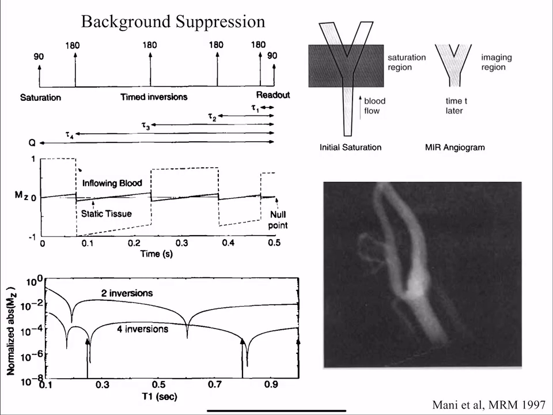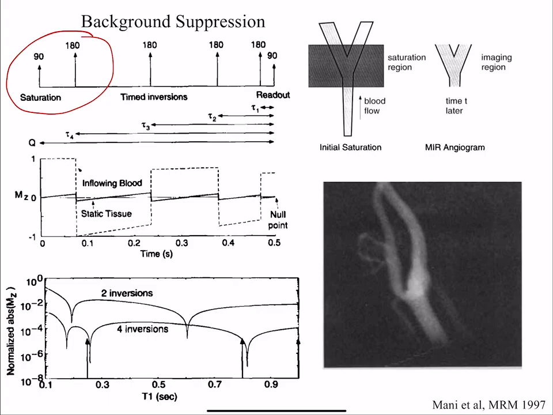And background suppression is a super duper form of that. This is actually in one of your homeworks, where you looked at this part. Remember, you had the 90 and 180, and then you imaged at some point, trying to have the magnetization nulled at that point. Okay, so you can actually just add more 180s. This was actually a PhD thesis from a grad student about 20 years ago. What he showed is that if you had all these 180 pulses, then you could null out tissue over a wide range of T1 values.